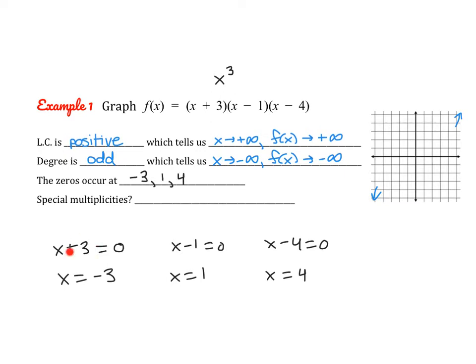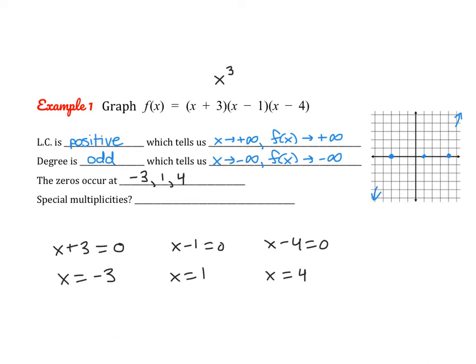Now, of course, we don't need to show this every time because the more we do this, you're just going to come to realize that the zeros are always opposite of what you see in the factors. So let's plot those points. So we have negative 3, 0, 1, 0, and 4, 0.